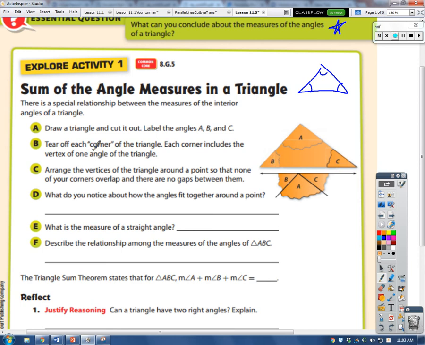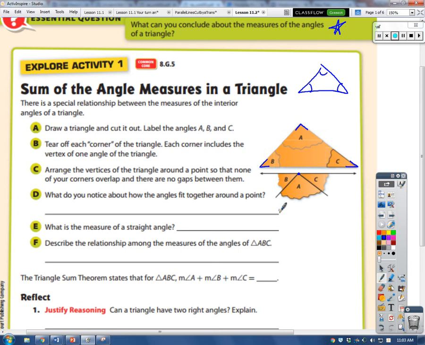We're going to tear off each corner of the triangle. Each corner includes the vertex of one angle of the triangle. So the vertex being these parts here. So we tear off all three corners. Okay? And then we're going to arrange the vertices of the triangle around a point so that none of your corners overlap and there are no gaps between them. So this is our point. And then these are our three pieces that were torn from this triangle.